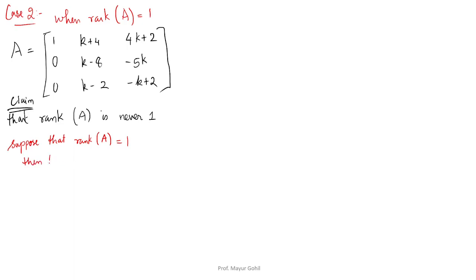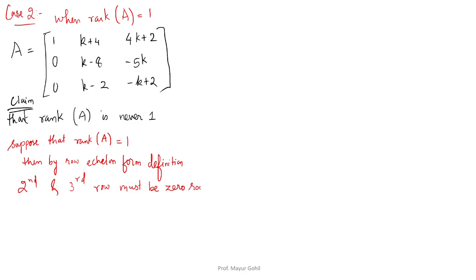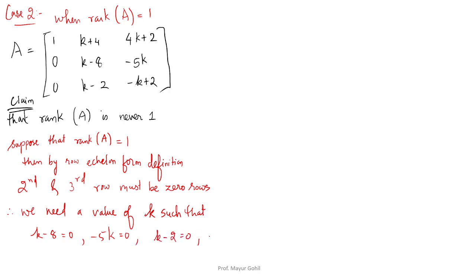Then, by the row echelon form definition, the second row and third row must be 0 rows. Therefore we need a value of k such that k minus 8 is equal to 0, minus 5k is equal to 0, k minus 2 is equal to 0, and minus k plus 2 is equal to 0, together.